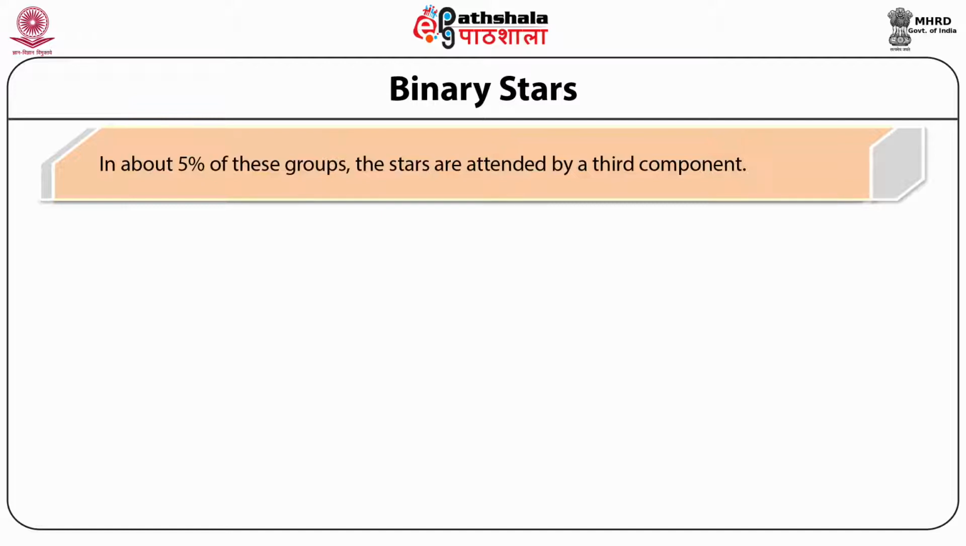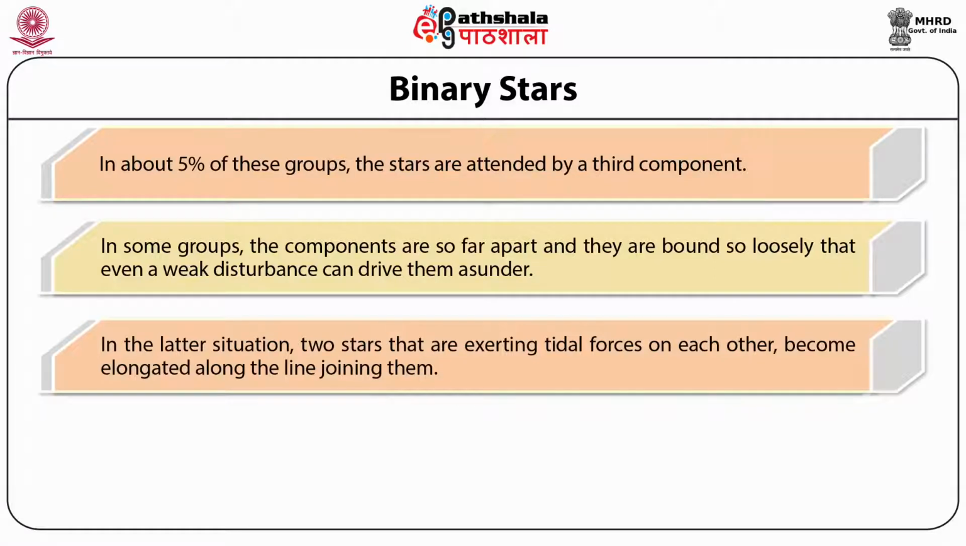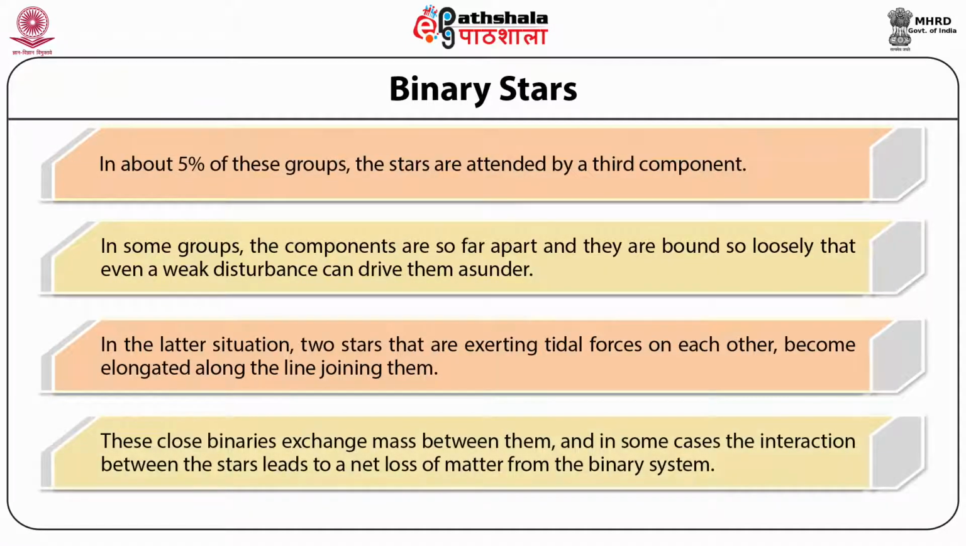Now students, binary groups show a large variety, and in some groups the components are so far apart and bound so loosely that even a weak disturbance can drive them asunder. On the other hand, in some systems, the components are so close that they are almost in contact. In the latter situation, two stars that are exerting tidal forces on each other become elongated along the line joining them. These close binaries exchange masses between them, and in some cases the interaction between the stars leads to a net loss of matter from the binary system.